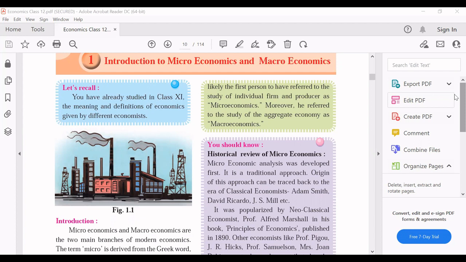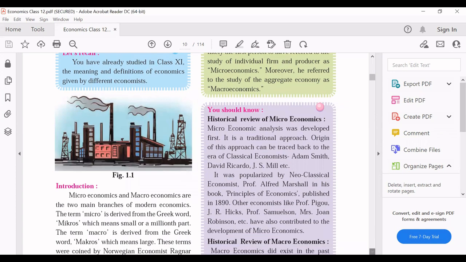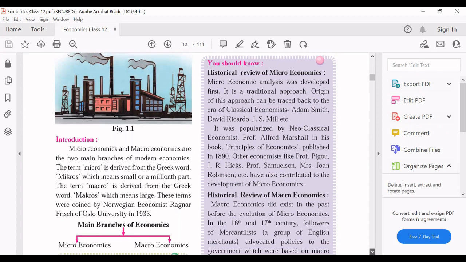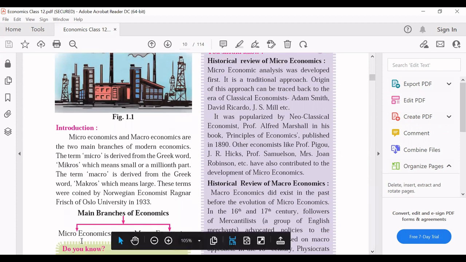We have studied the definitions of economics and everything in class 11th, but now we are going to see in detail what macroeconomics and microeconomics are all about. Micro and macroeconomics are two branches of economics. We know that economics is a branch of social science which deals with the scarcity of resources, the utilization of the resources, etc. This economics has two branches, and they are nothing but microeconomics and macroeconomics.